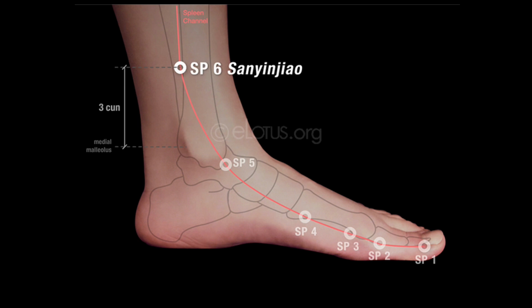Spleen 6 is one of the most commonly used points and one of the most versatile. Because the point crosses the spleen, kidney, and liver meridians, it can treat many conditions associated with all three organs. It's an important point in the treatment of any digestive, gynecological, and emotional condition. Needling: perpendicular insertion 1 to 1.5 cun. Do not needle during pregnancy.